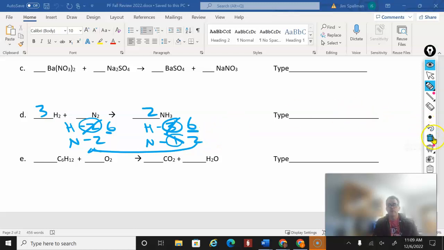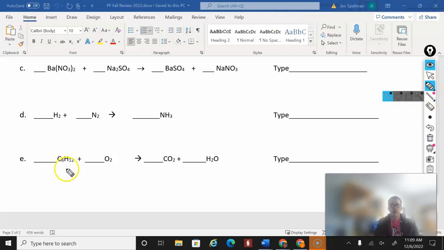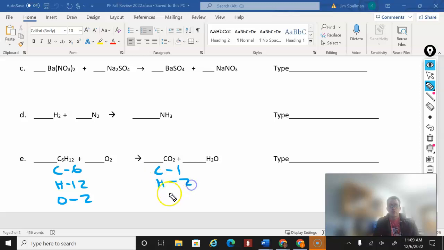And finally, with the last one on E, my combustion reaction, I've got 6 carbons, 12 hydrogens, only 2 oxygens, and on this side I have 1 carbon, 2 hydrogens, and here's where you got to be careful with your oxygens. There's 2 oxygens here, 1 oxygen there. Put those together, that ends up being a total of 3. All right, so if I look at what I need more of, I need more oxygen on the left, I need more hydrogen on the right, and more carbon on the right.